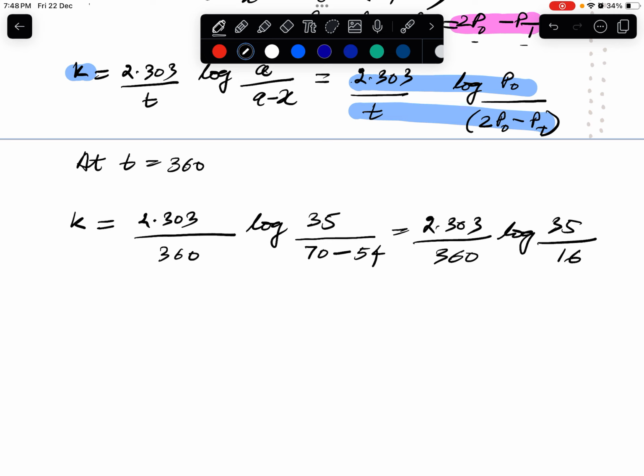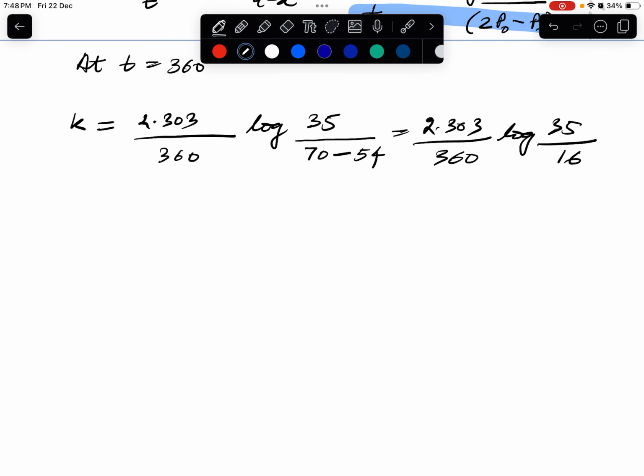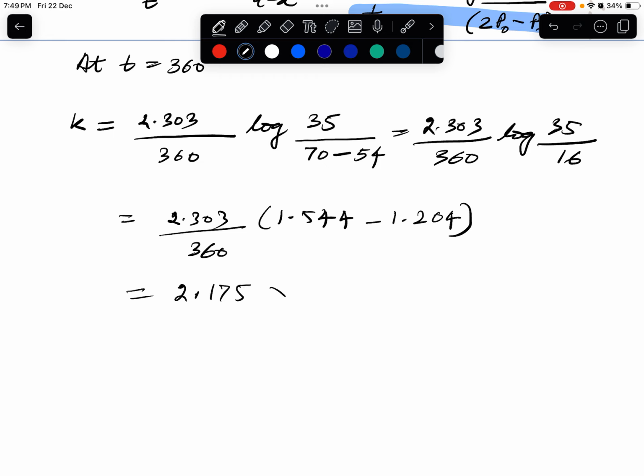16. Now we will calculate the value, after finding out the log of the values, because we have log 35 and log 16. So it is 2.303 divided by 360 into 1.544 minus 1.204, and we are getting the value as 2.175 into 10 raised to the power minus 3 per second. This is the value of K from the first observation.